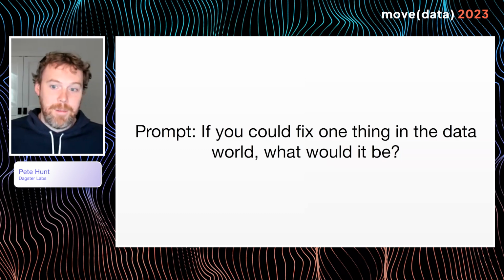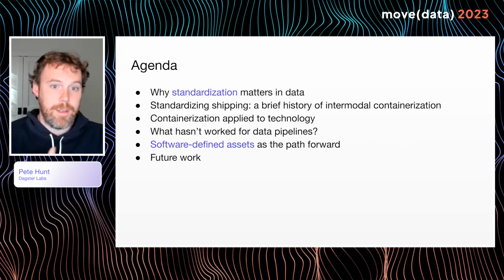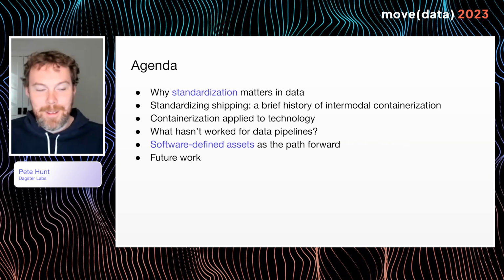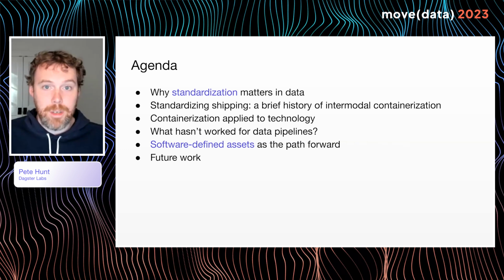The prompt for my session was, if I could fix one thing in the data world, what would it be? And inspired by my experience with React.js, the answer is standardization. I'm going to talk through what that actually means, so why standardization matters in the data domain. I'm going to touch on the history of intermodal containerization as applied to shipping, which is a mouthful. Then I'm going to talk about how we can apply the lessons learned from shipping containers to technology. I'm going to talk about what hasn't worked for data pipelines, and then some potential paths forward.